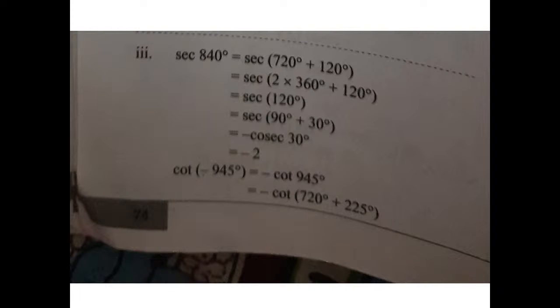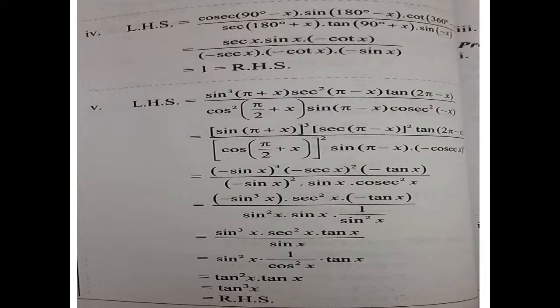Now consider the example, LHS: sin cube(pi + x) sec square(pi - x) tan(2 pi - x) cos square(pi by 2 + x) sin(pi - x) cosec square(-x). So this can be written as sin cube(pi + x) as (sin(pi + x)) cube. Similarly (sec(pi - x)) square, tan(2 pi - x) as it is, (cos(pi by 2 + x)) square, sin(pi - x), and cosec square(-x).